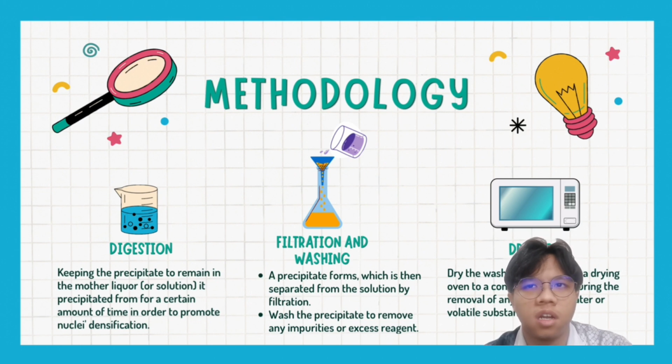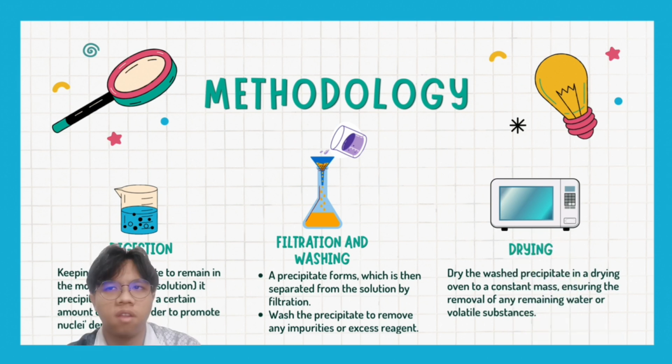Next is filtration and washing. A precipitate forms, which is then separated from the solution by filtration. Wash the precipitate to remove any impurities or excess reagent. After that is drying. Dry the washed precipitate in a drying oven to a constant mass, ensuring the removal of any remaining water or volatile substances.